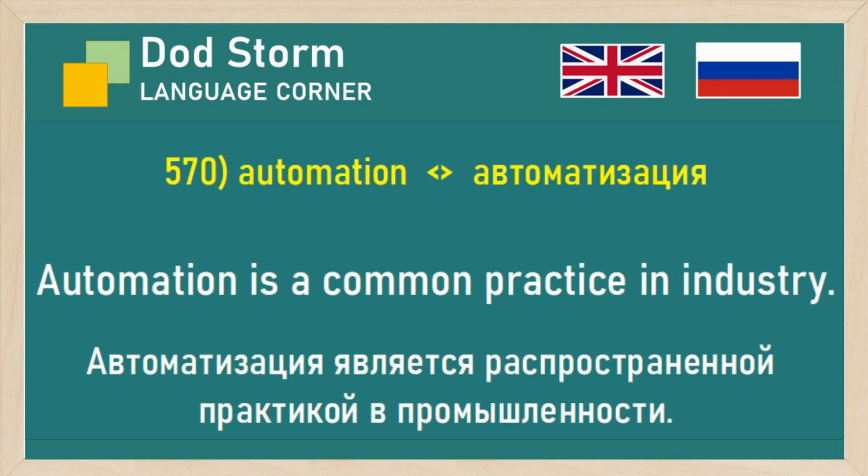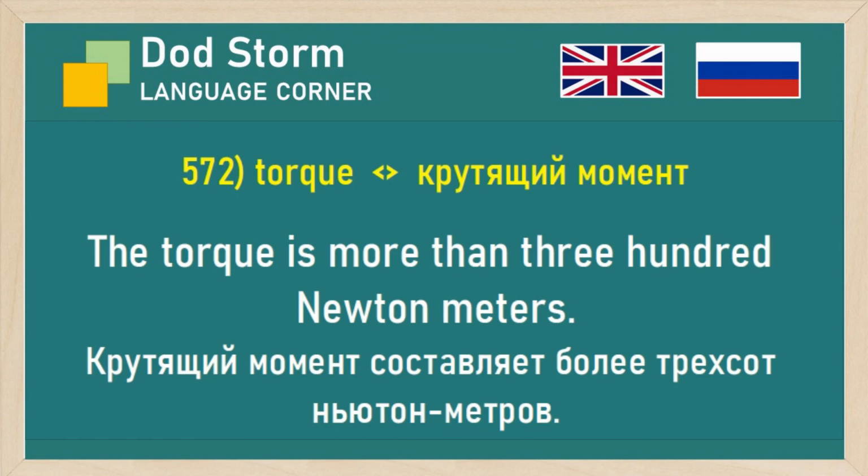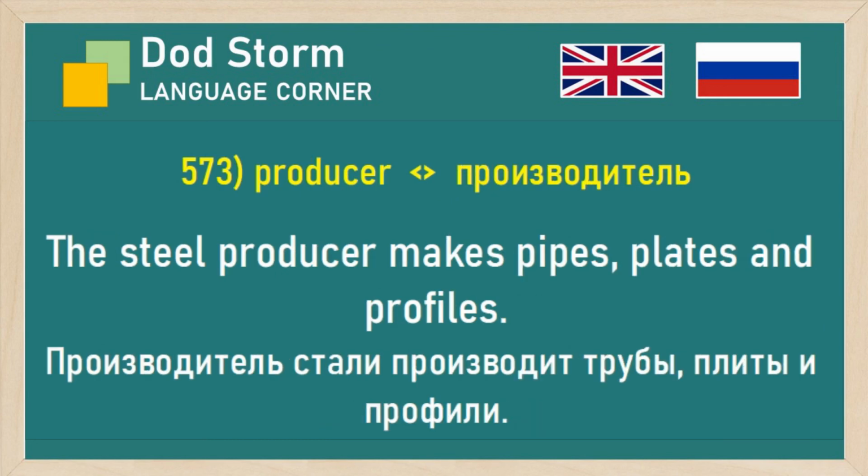Automation is a common practice in industry. The ductility of plastic materials is very high. The torque is more than 300 Newton meters. The steel producer makes pipes, plates, and profiles.